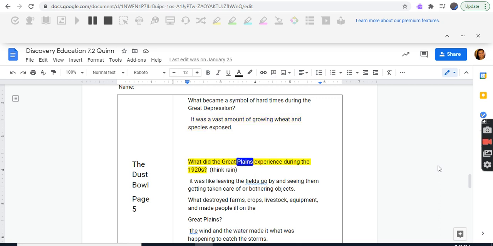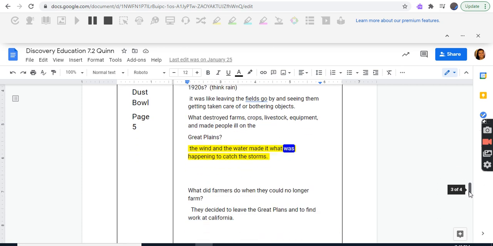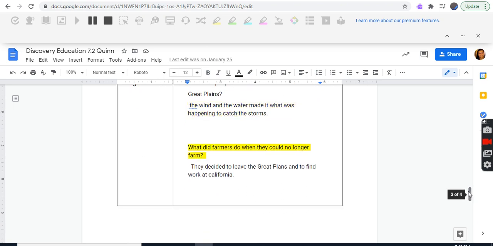What did the Great Plains experience during the 1920s? Think rain. It was like leaving the fields go by and seeing them getting taken care of or bothering objects. What destroyed farms, crops, livestock, equipment, and made people ill on the Great Plains? The wind and the water made it what was happening to catch the storms. What did farmers do when they could no longer farm? They decided to leave the Great Plains and to find work at California.